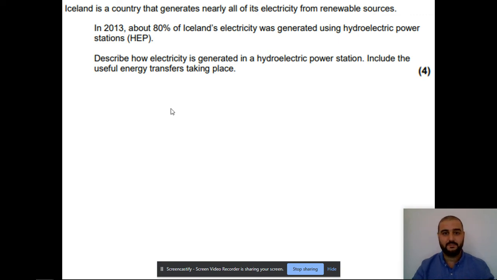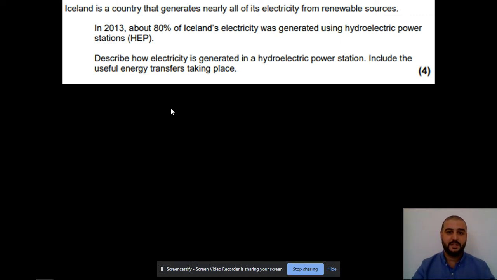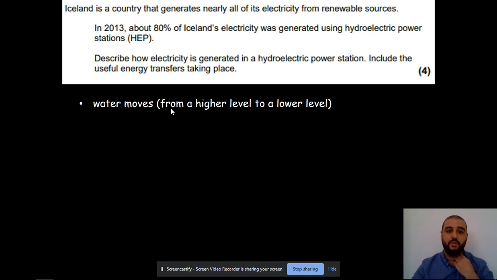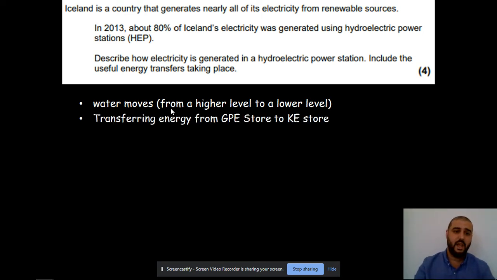Okay, so now that you've done that, hopefully you've all attempted it, this is quite a straightforward one. Water moves from higher level to a lower level. This is in terms of physically water going from a high place to a lower place because obviously on one side of the dam it's building up and it flows downwards. Transferring energy from the GPE store to the kinetic energy store. So the energy is being depleted from the gravitational potential energy store and it's going into the kinetic energy store.